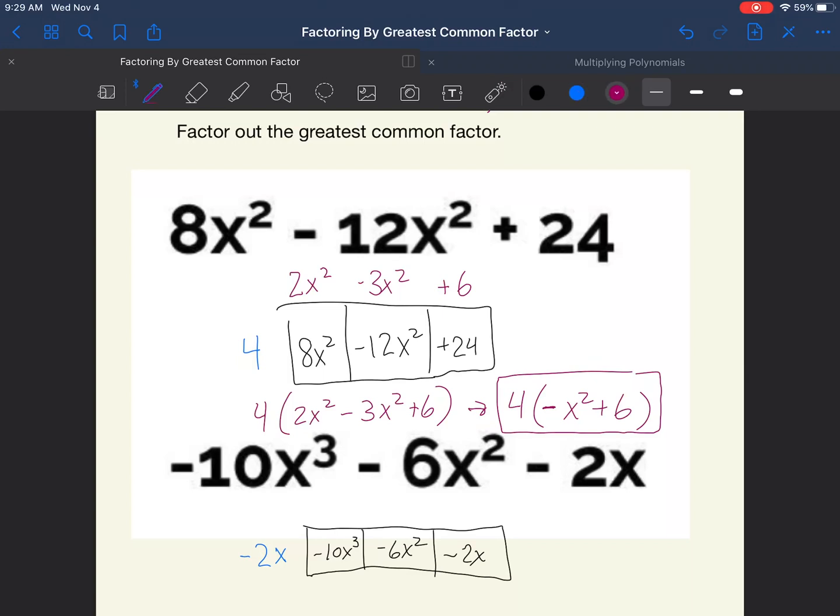And then dividing, let's see, negative 10 divided by negative 2 is positive 5. If I have x to the third and I take off one x, it's going to leave me with x to the second. If I have negative 6 divided by negative 2, that is positive 3. X squared, take off an x, that leaves me with an x. And then negative 2x divided by negative 2 is just positive 1. So your final answer here is negative 2x times 5x squared plus 3x plus 1.